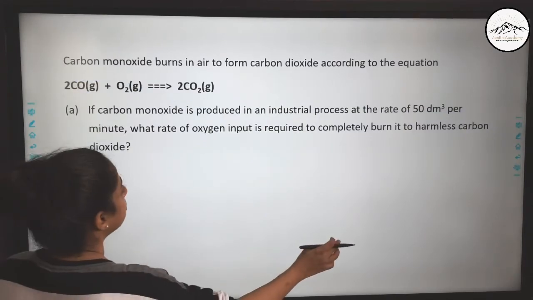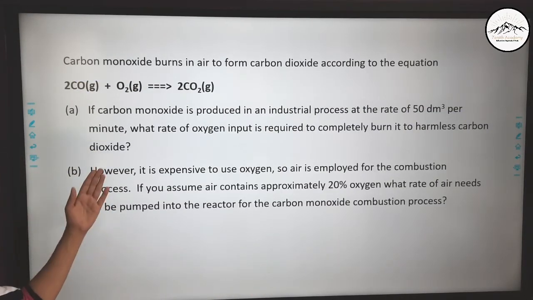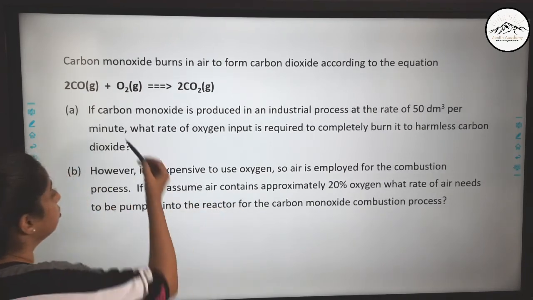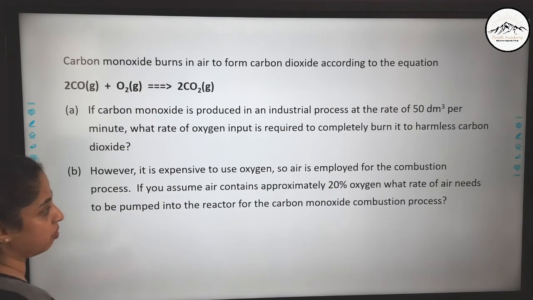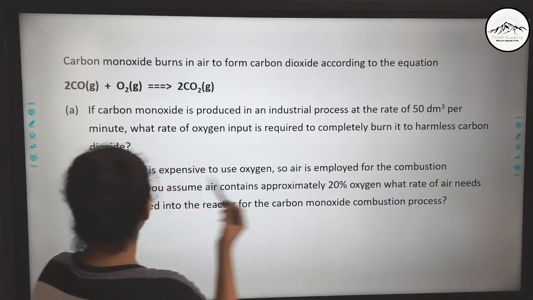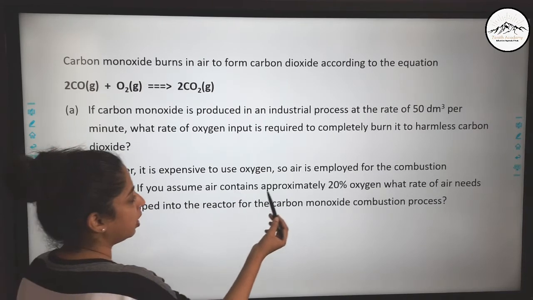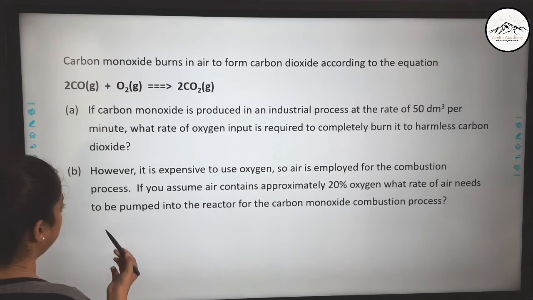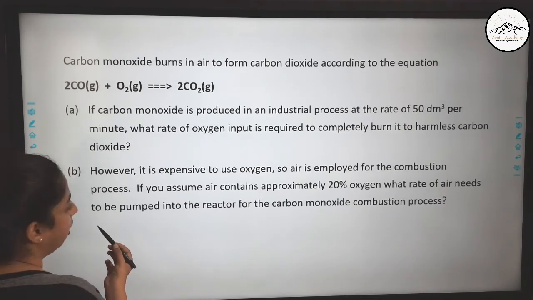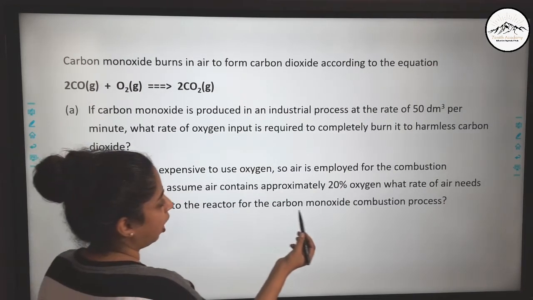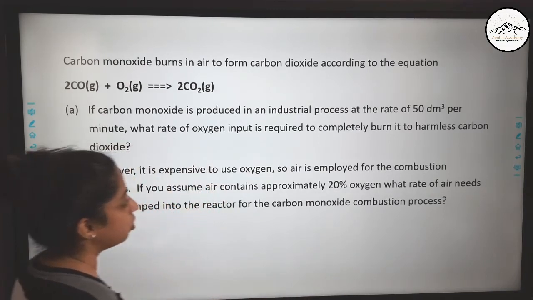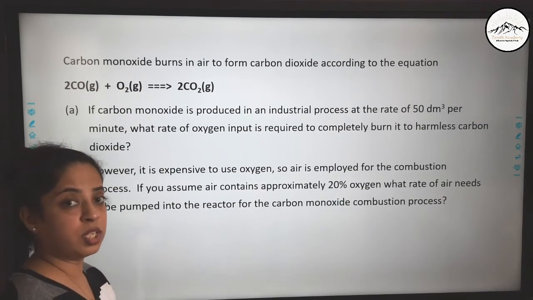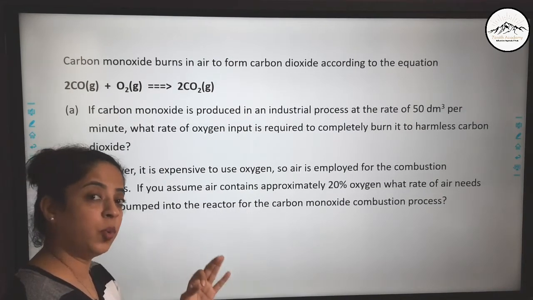So I hope you understood this very well. Now the second part of the question. However, it is expensive to use oxygen. So using pure oxygen is expensive, so air is employed for the combustion process. If you assume that air contains approximately 20% oxygen, then what rate of air needs to be pumped into the reactor for the carbon monoxide combustion process? So now they are saying that pure oxygen is not used. Okay, we are using air which contains 20% oxygen.